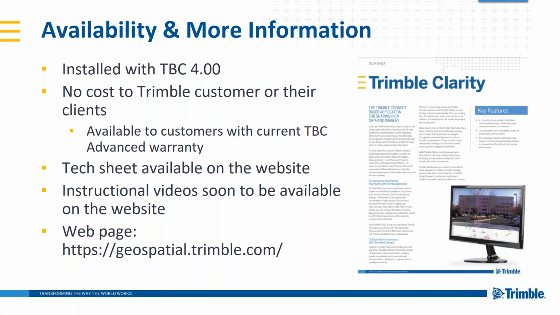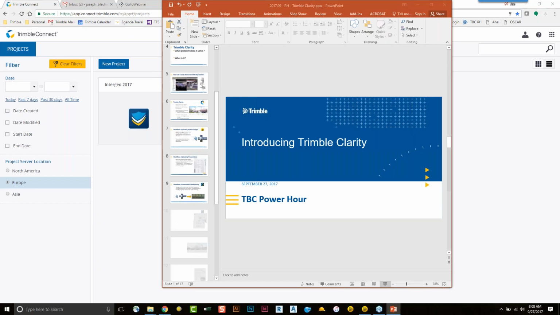Where can I get this? What's the availability? Well, it's automatically installed with TBC 4.0. As I mentioned earlier, there's no cost to Trimble customers or their clients as long as you have the advanced module and it's under warranty. We have a website, geospatial.trimble.com. You can find a tech sheet on the Clarity page, and soon to be available on the same page we'll have some videos to help go through and explain workflows and such for Trimble Clarity. So with that, I'll go in and show you the workflow.